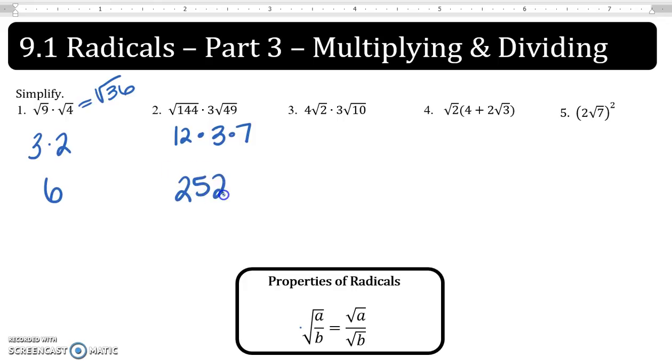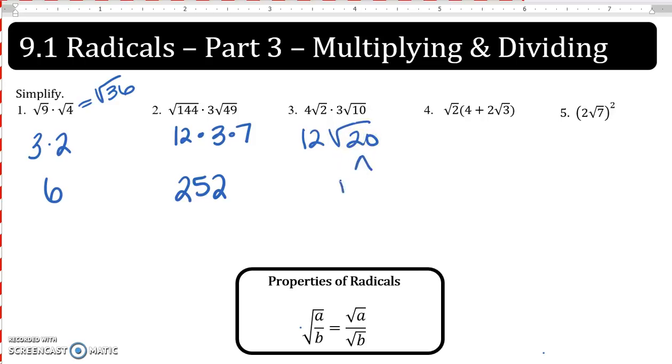252 is the answer to number 2. Number 3 is 4 times the square root of 2 times 3 times the square root of 10. When you multiply, you can just multiply the outer terms and the inner terms. So 4 times 3 is 12. Root 2 times 10 is root 20. But you are not done yet because root 20 is not fully simplified.